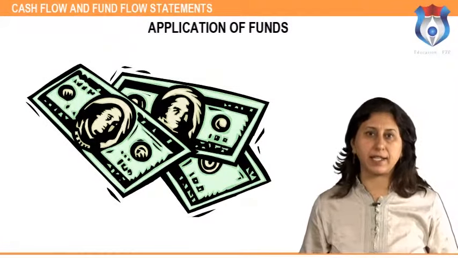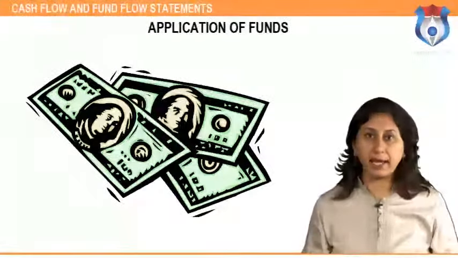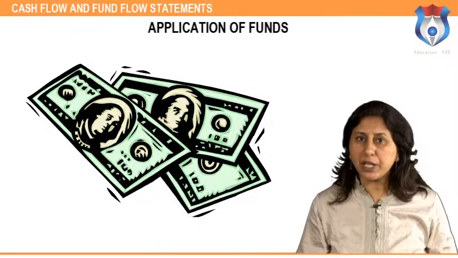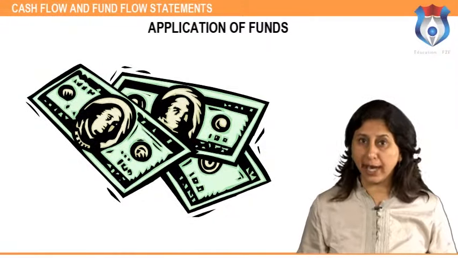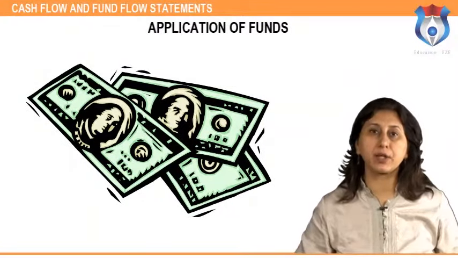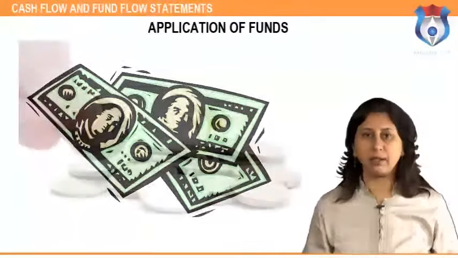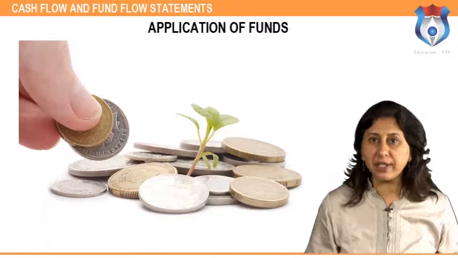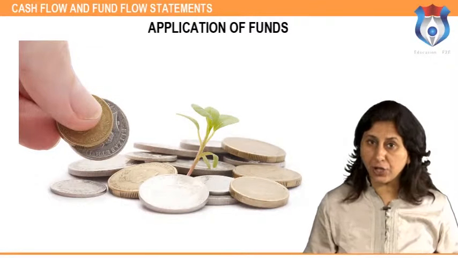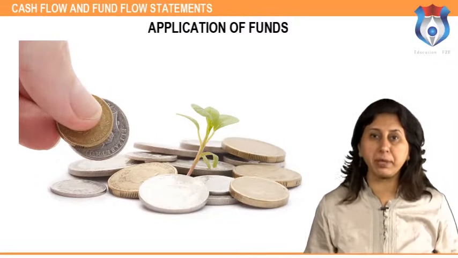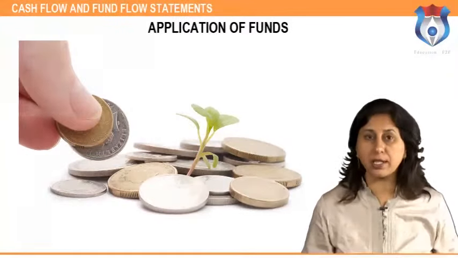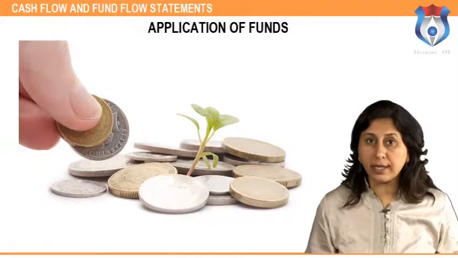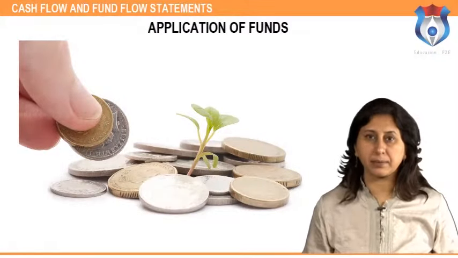Purchase of fixed assets. If any fixed asset like building, machinery, furniture or investments is purchased, it will reduce the current asset, cash, without any corresponding decrease in current liability. Repayment of loans, redemption of debentures or preference share capital. Any such repayment, including the payment of premium on redemption of debentures or preference shares, is an application of funds because it reduces the current assets.